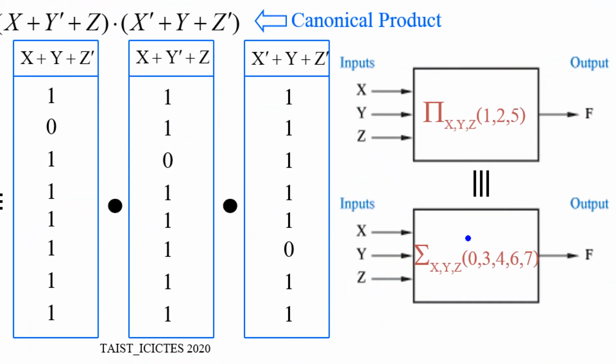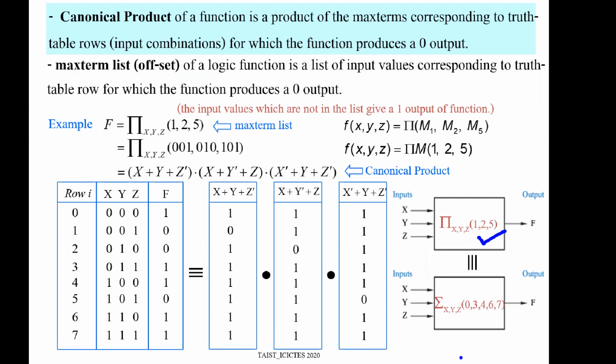So if you know the max term list or offset, and you know the number of input variables of the function, you can write down the minterm list. Namely, if the inputs for 3 variables that make the output 0 are 1, 2, 5. For 3 variables, the input is from 0 to 7, right? But 1, 2, 5 make the result 0. That means 0, 3, 4, 6, 7 make the function become 1.